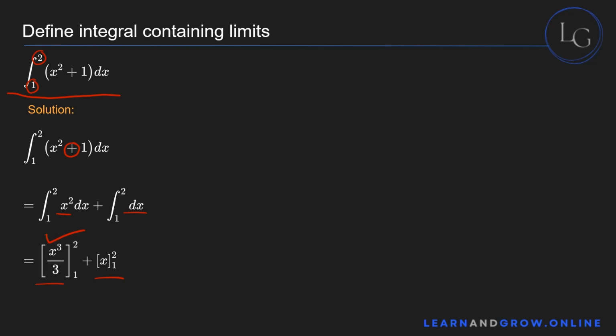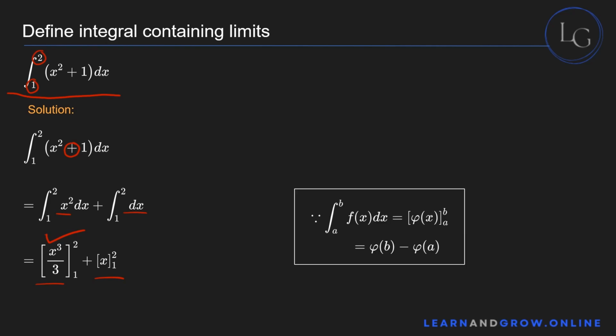Same goes for this x term. First, you'll plug in the 2 in place of the x, and then from that you'll subtract 1 plugged in for the x. So let me make it a little easier to see what this means. This is a general notation for it. The result of the integration is a function of x, which is this function of x here. Then you apply the function of b minus the function of a.